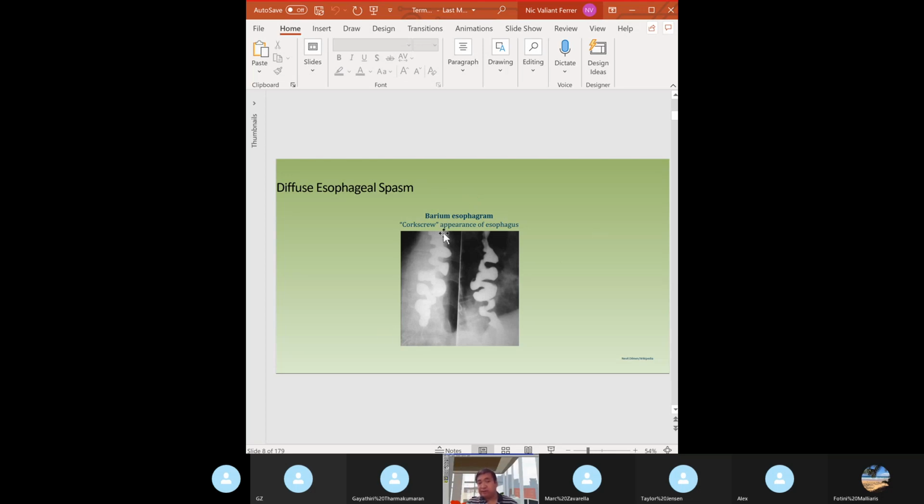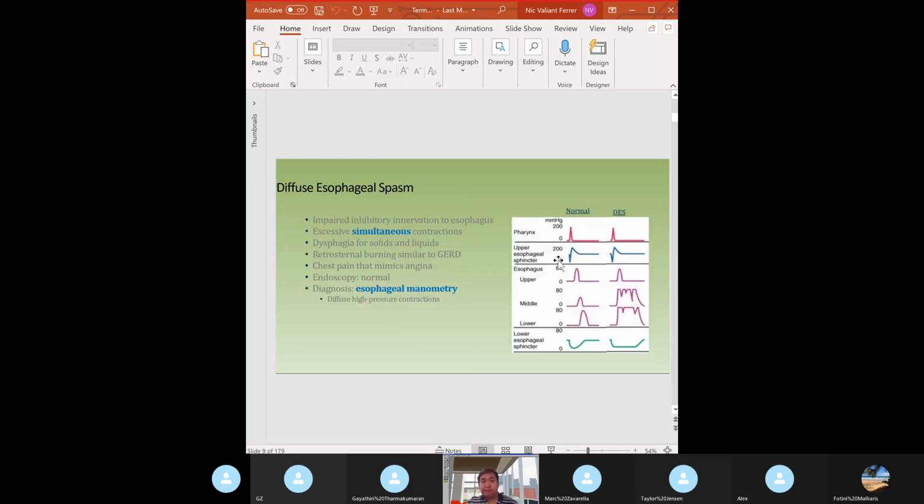Corkscrew. Look at the esophagus. It's corkscrew, right? You have a corkscrew appearance of the esophagus. So, what causes this one? You have excessive simultaneous contractions. So the inhibitory innervation of the esophagus is gone. That's why you have simultaneous contractions. So you have dysphagia for both solids and liquids.